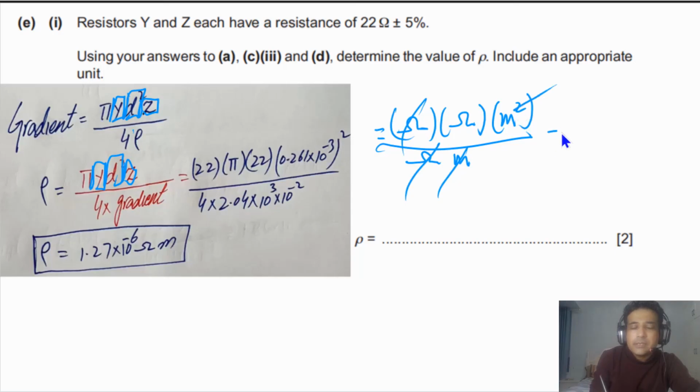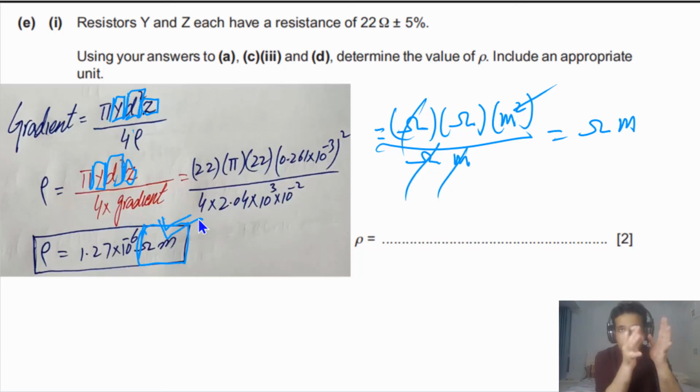But the smart way is that if the quantity is resistivity, the unit of resistivity will be ohm meter. You can derive the unit if there is any unknown quantity. If it is a known quantity, you can directly write down the unit of that quantity.